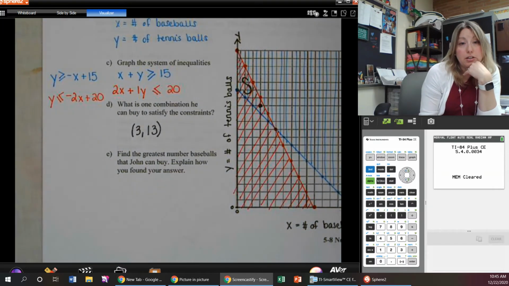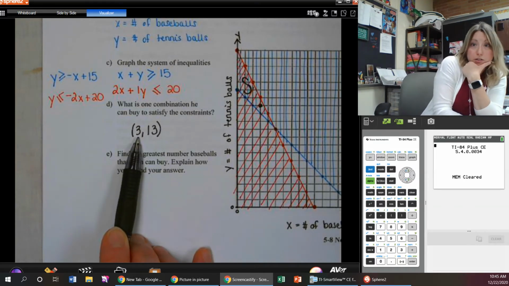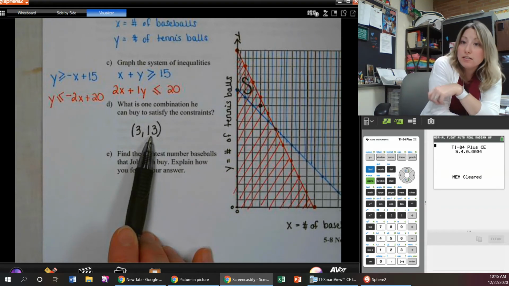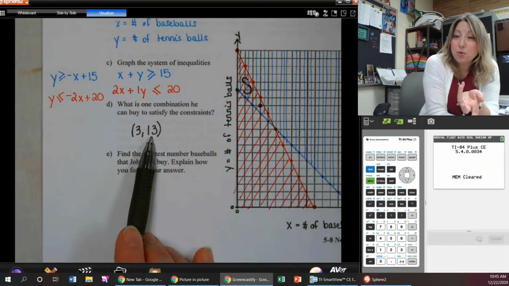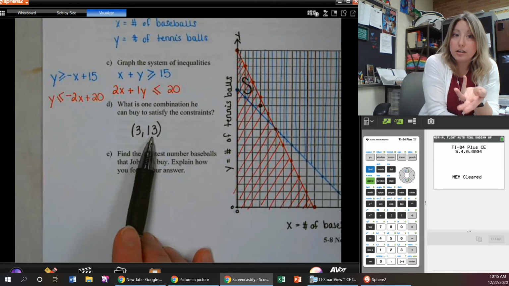What does 13 stand for? The number of tennis balls John can buy. And let's think about that. 3 times 2 is 6. 6 plus 13 is 19. It's $19 total that John would be spending. He'd still have another dollar in his budget.